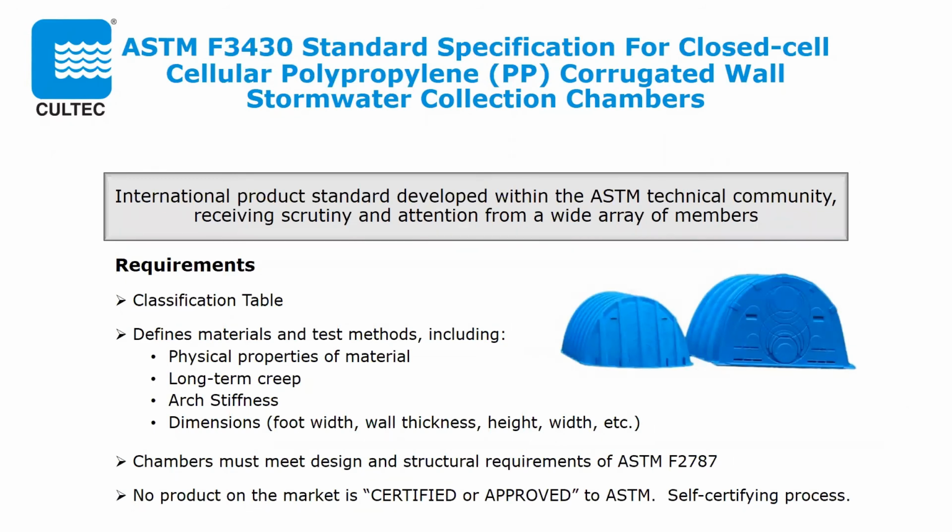The product standard also defines requirements and test methods of the physical properties of the material, including long-term creep. The standard also requires that the chambers meet the structural requirements of ASTM F2787, which we reviewed earlier. Please note that ASTM does not certify or approve products. It is a self-certifying process. However, CULTEC has worked with a third-party engineer to review all testing and verify via a stamped engineering report that the chambers meet the requirements of both standards.